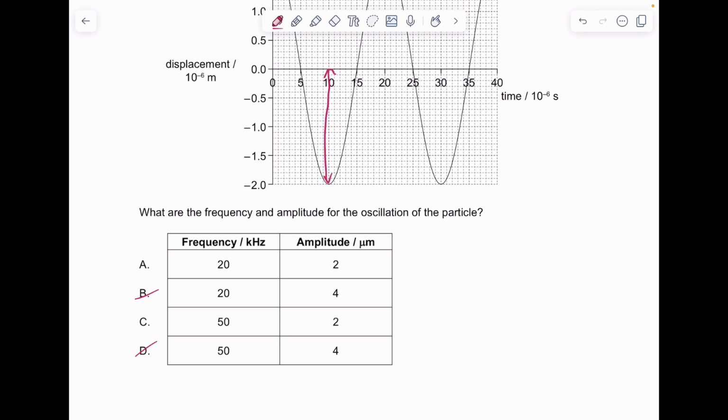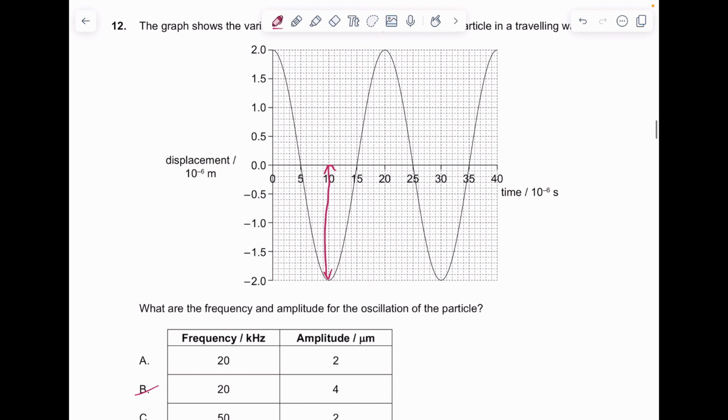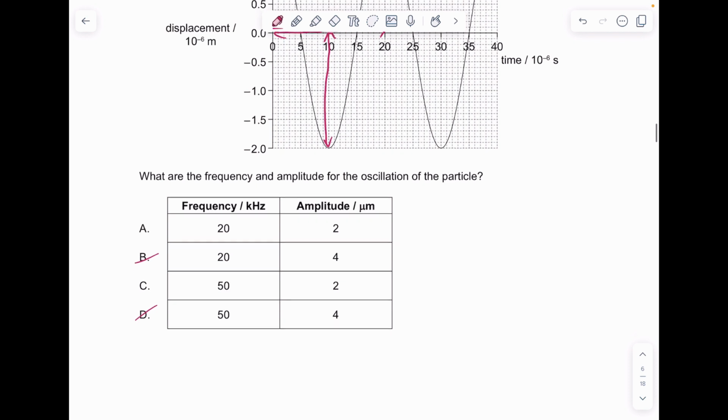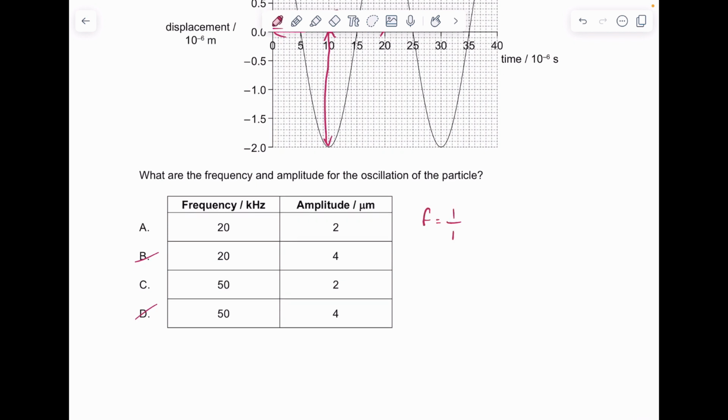What is the frequency? Well, we can read from the graph the time period of the wave. So it starts here, so we can read the time period of the wave from this graph. It is 20 times 10 to the minus 6. So we can do F is 1 over T. It's 1 over 20 times 10 to the minus 6, or 1 over 0.2 times 10 to the minus 4. F therefore is 5 times 10 to the 4 hertz, or 50 kilohertz. The answer is C.